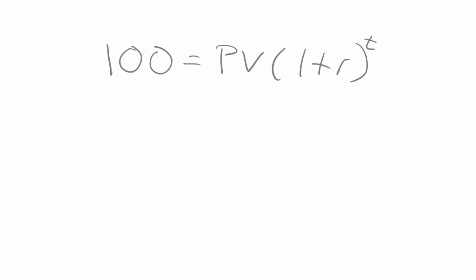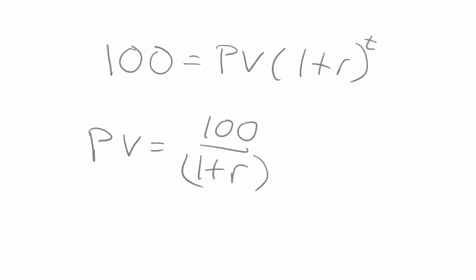Okay, so that's future value. What about present value? So for present value, we ask, what do we need to set aside today to have $100 in T years? So present value solves the equation: present value times 1 plus R to the T equals 100. So we can see that the present value, the amount that we set aside today, is 100 divided by 1 plus R to the T.